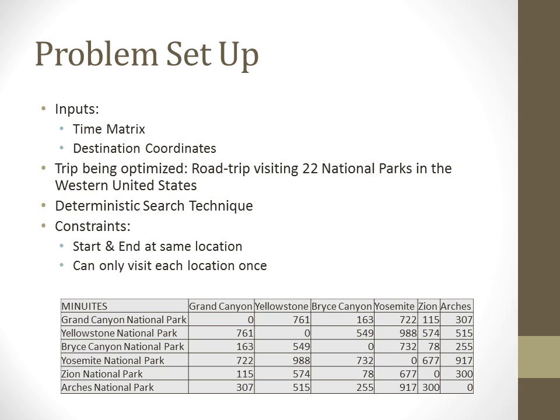The trip that I chose to optimize is a road trip that visits 22 national parks in the western United States. The search technique is deterministic, so it should yield one result. And the constraints on the problem is that I'm going to start and end at the same location, and each location is only visited once.